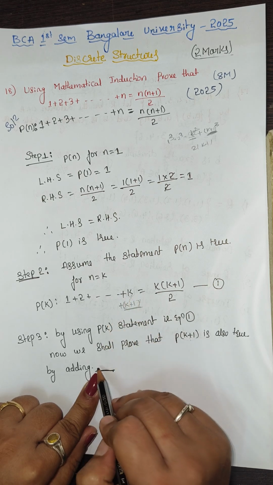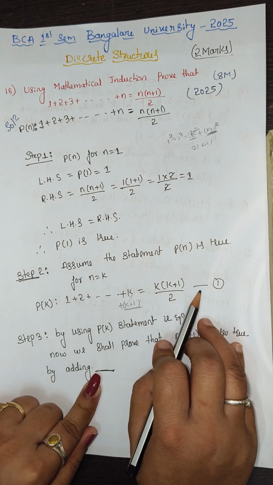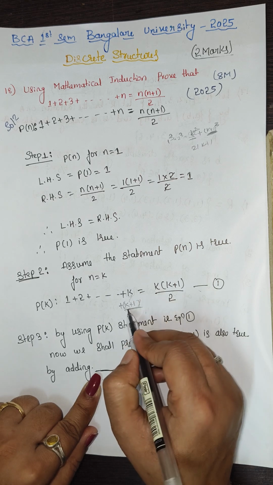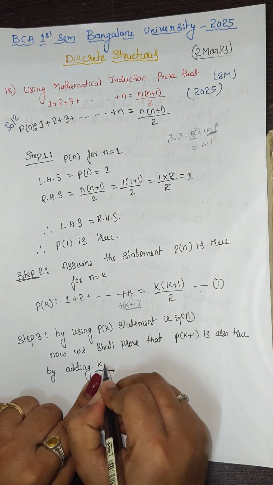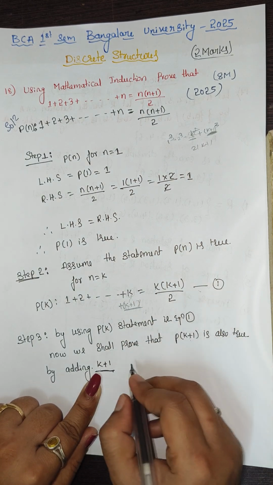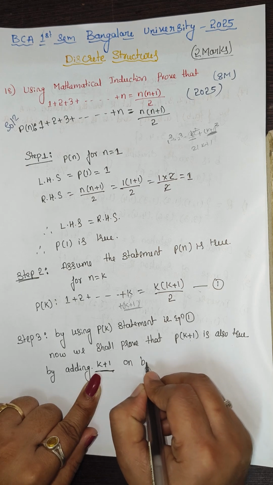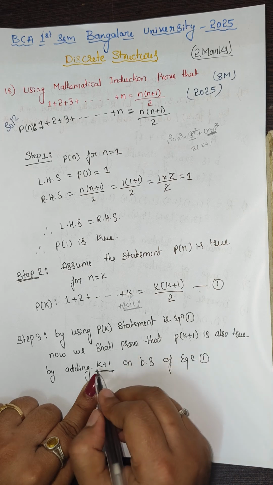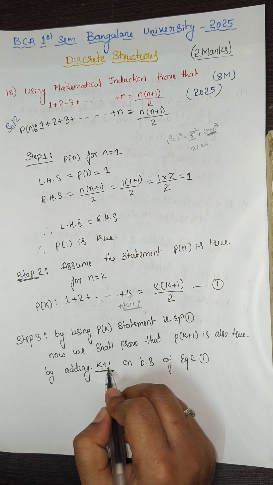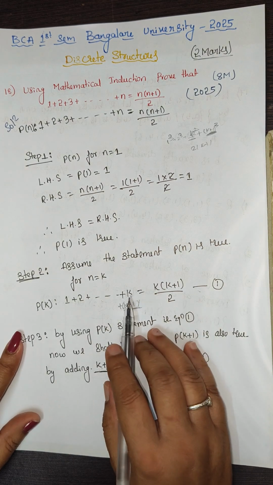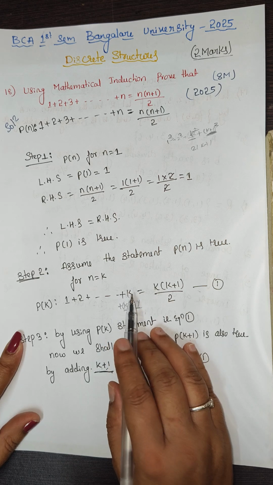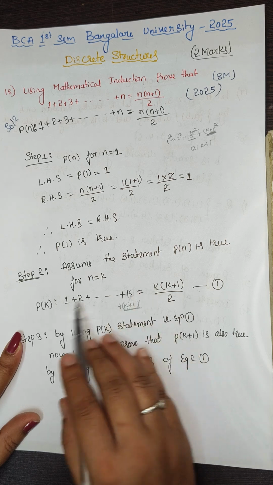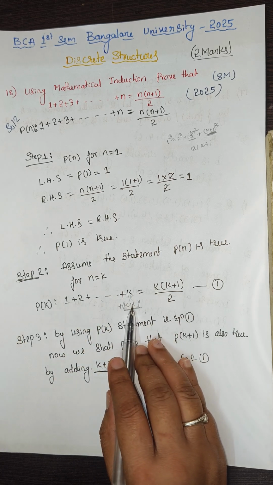That term only we need to add on both sides of equation 1. It's very simple. So what we need to add here is k plus 1 on both sides of equation 1. Many students get confused about this. What we need to add: just replace the k by k plus 1 in the last term of the LHS. That is only what we need to add.